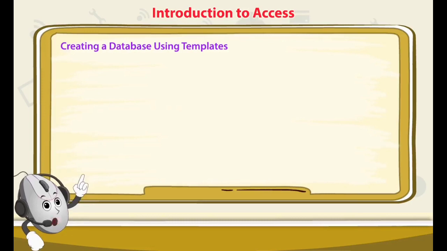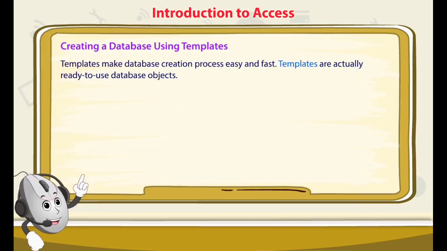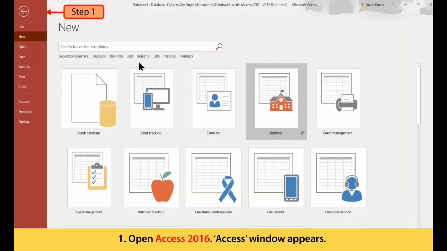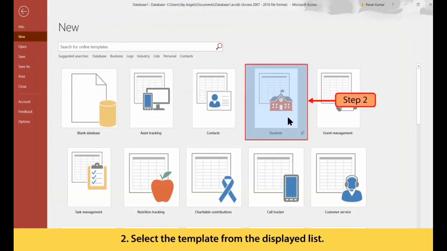Creating a database using templates. Templates make database creation process easy and fast. Templates are actually ready-to-use database objects. Follow these steps to create a database using templates. 1. Open Access 2016. Access window appears. 2. Select the template from the display list.